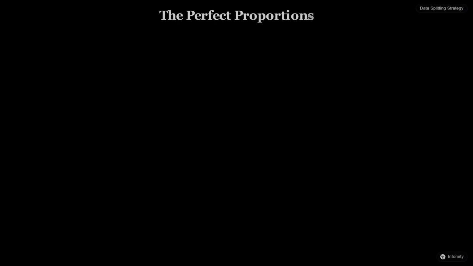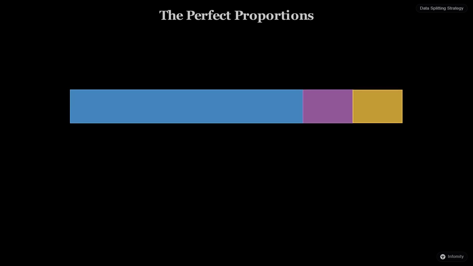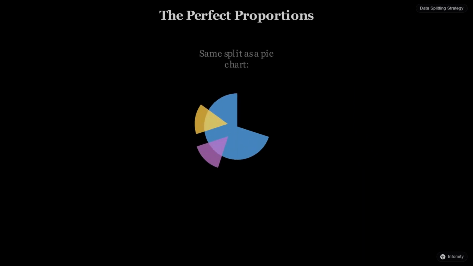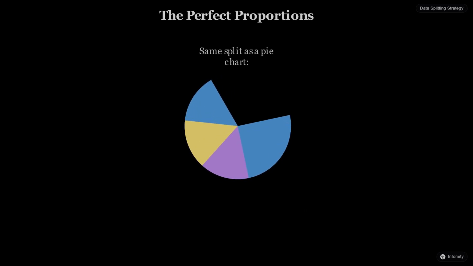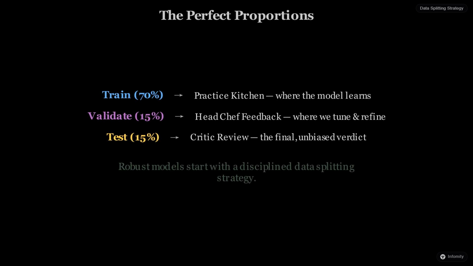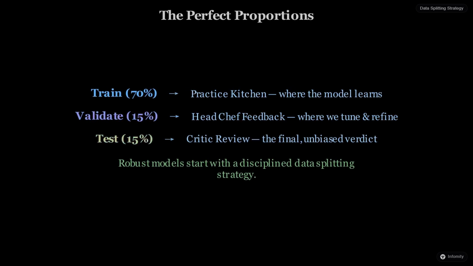To wrap up our journey, remember the standard proportions for your data split. Usually, we dedicate 70% to training, 15% to validation, and 15% for the final test. This balance ensures the chef has enough practice, while the head chef and critic have enough data to give a reliable score. By following this strategy, you ensure your models are robust, reliable, and ready for the most demanding real-world environments.